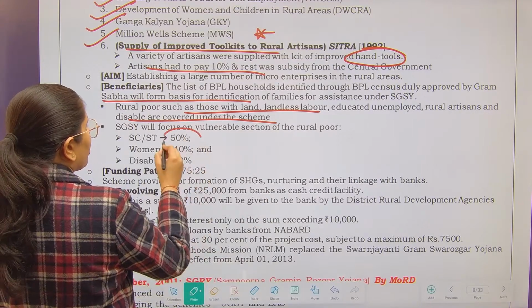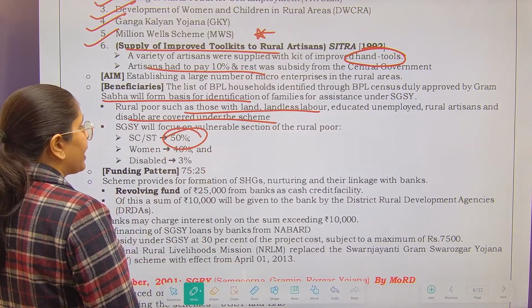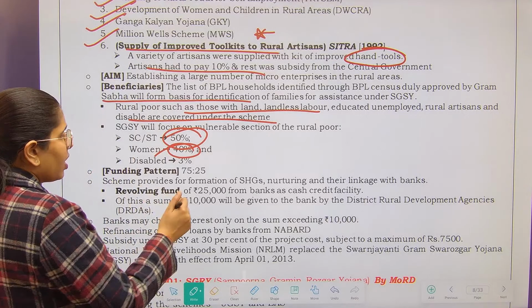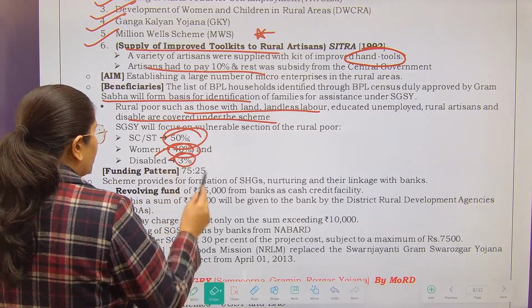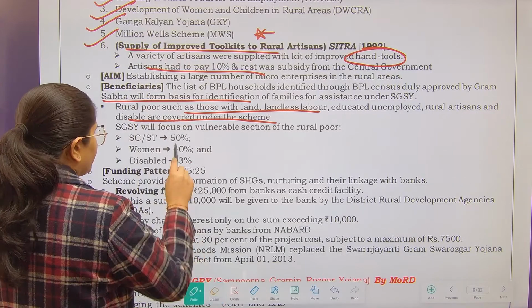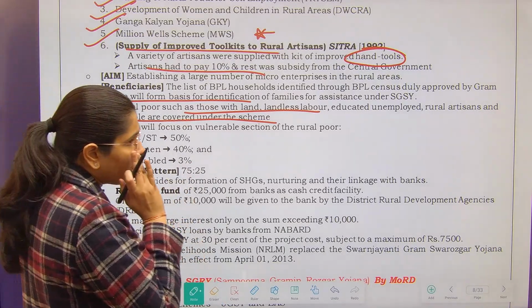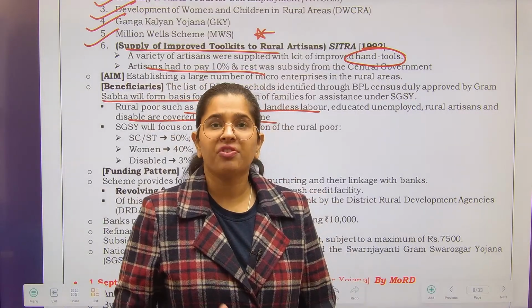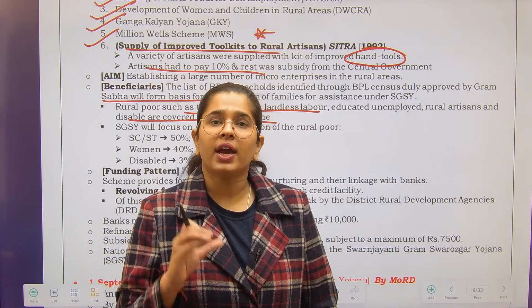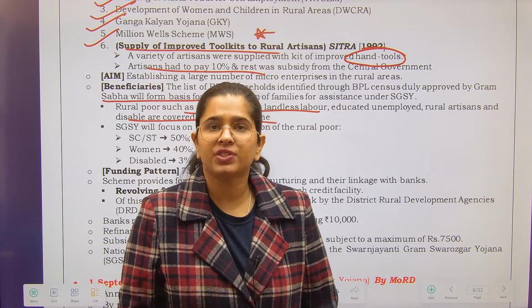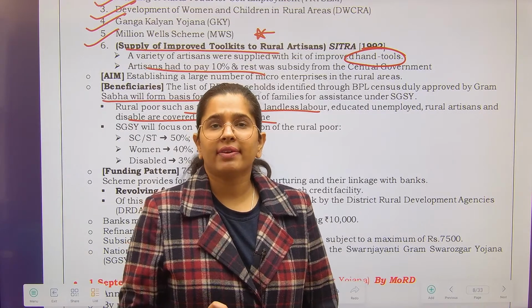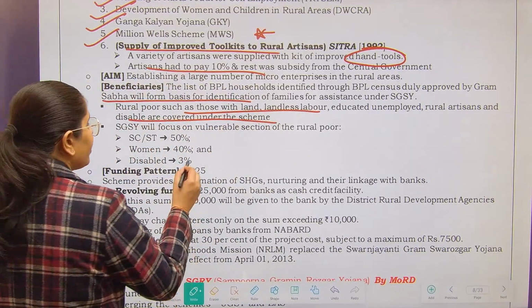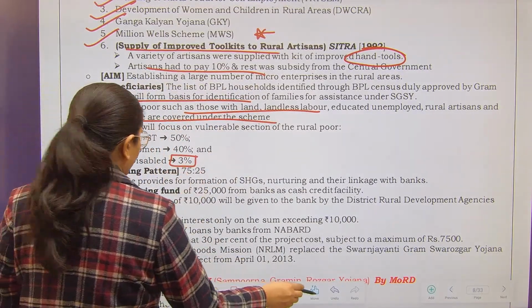This was to be focused on the vulnerable section of rural poor like SC, ST 50%, women 40% and disabled were having the quota of 3%. Now please do not get confused about 50, 40 and 3 all of this. So we are telling, first we are giving a quota on the basis of caste, that is SC, ST. Then we are seeing the whole population in terms of gender, right? So we are giving a quota of 40% to the women. And then we are seeing in the form of disabled also.